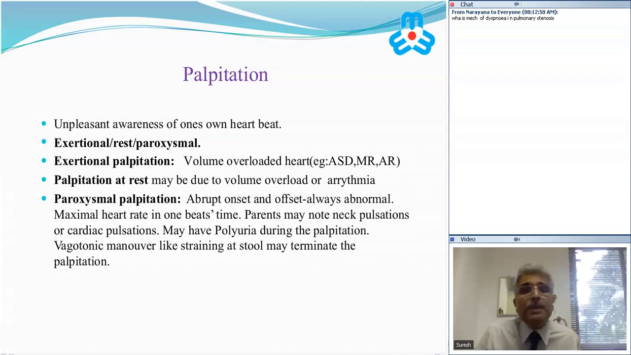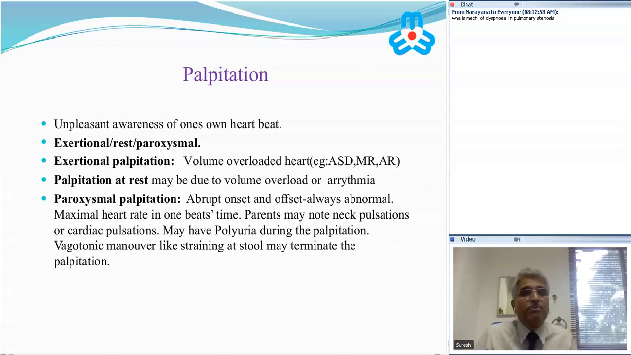What we mean by a paroxysmal palpitation is that there is a fast heart rate which is abrupt in onset and which is abrupt in offset. That is always abnormal. And here, the maximal heart rate is achieved in a single beat time. One beat ago, this patient had a heart rate of 70 or 80, and one beat later, the RR interval corresponds to a heart rate of 200 plus.